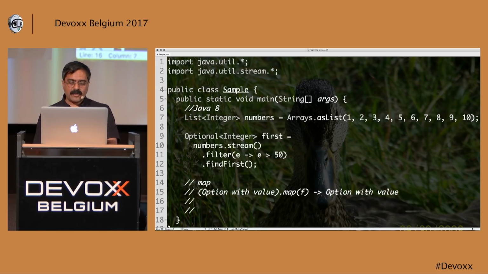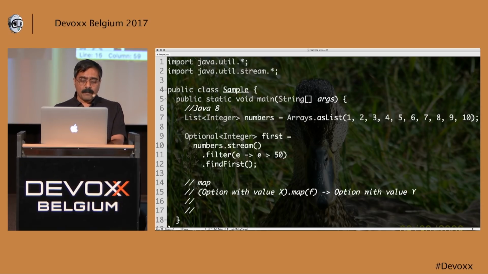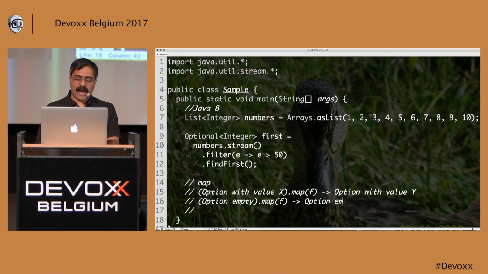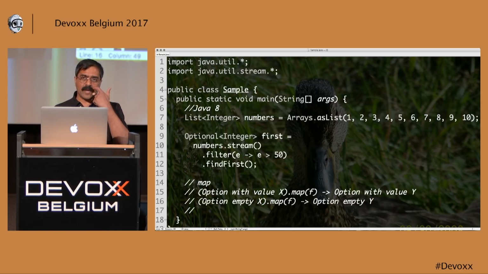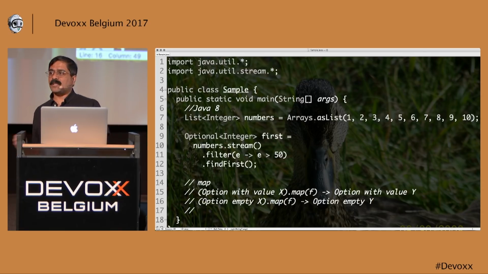The type transformation could happen. Maybe the value is of type x, and f is going to give you an object of type y, and you may get a value of y out of this. But on the other hand, if you have an optional empty and you perform a map of f, this will give you an optional empty back, except this is optional empty of type y, whereas the original was optional empty of type x. So you do the type transformation, but you continue with an empty. So notice what map did.